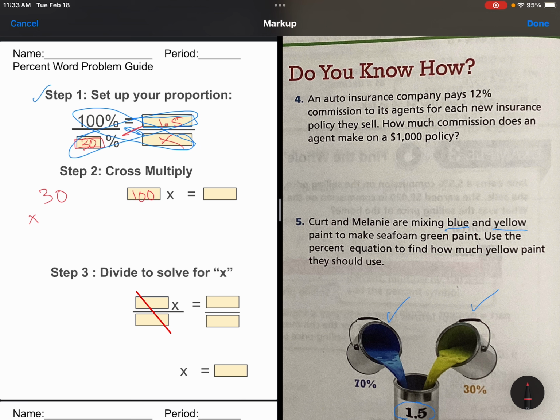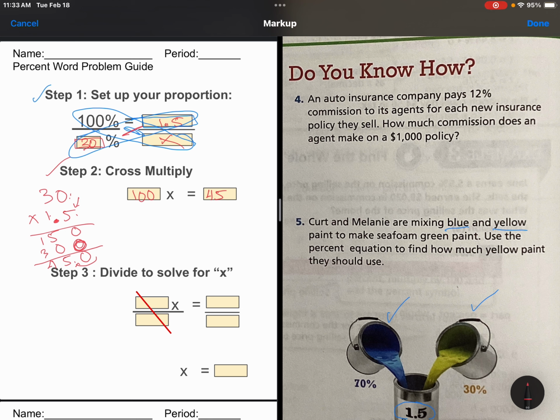30 times 1.5. 5 times 0 is 0. 5 times 3 is 15. Done. Next one, 1 times 0 is 0. Don't forget to leave a 0 here. And 1 times 3 is 3. Boom. And I just add across and I get 450. However, we have a decimal here, and we have one decimal place in there. So I'm going to move the point once to the left and I get 45 as my answer. All right, step 2 completed.